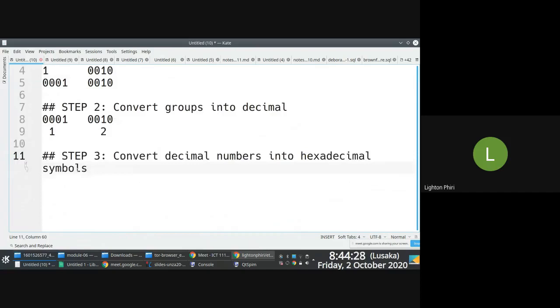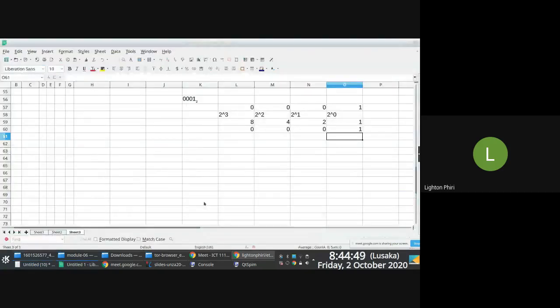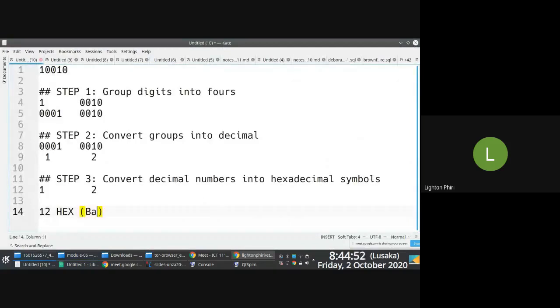These are decimal now, so these symbols, you convert them to hexadecimal. What is 1 base 10 to base 16? It's 1. What is 2 base 10 to base 16? It's 2. So the answer is actually 1, 2 base 16. Does this help? Yes, sir. Very much, actually.